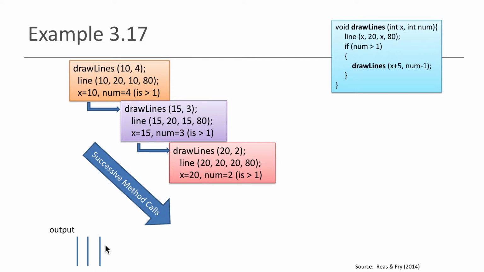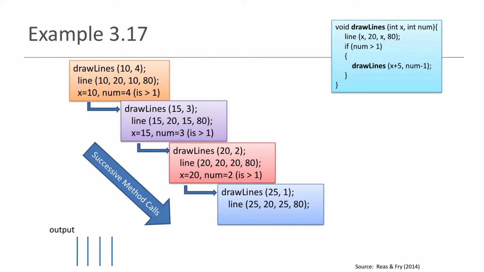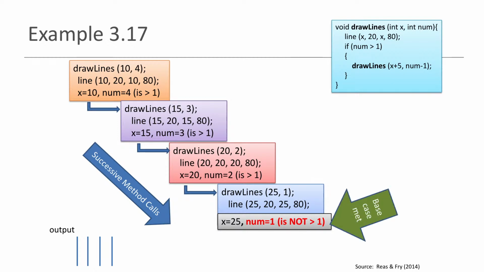X is 20, number is 2, so number is still greater than 1, so it's going to call drawLines again. So it draws the fourth line. But this time, X is now 25, number is 1, which is not greater than 1, so therefore we exit. We have our exit or base case. So the base case is met.